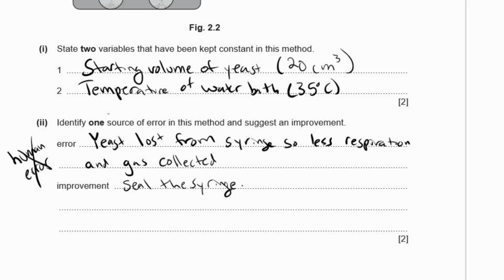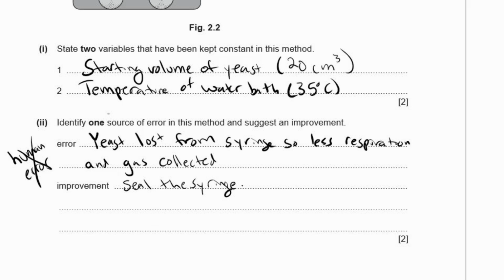A third thing they could put down is that the yeast samples may vary in concentration. So if they take one sample of yeast and then they set it up and then they take another sample, they may have taken it from slightly different levels in the culture, and there may be more yeast at the bottom than at the top. So what they should do is they should stir it before taking the sample each time.